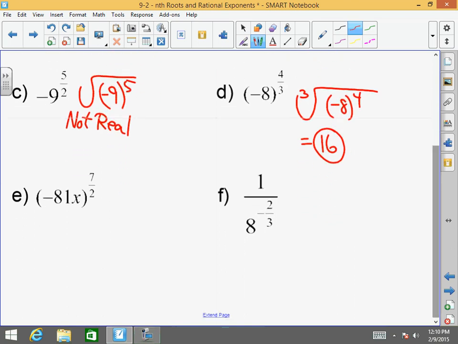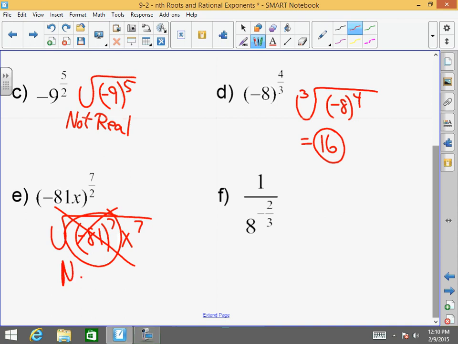Negative 81x to the 7 halves. This is the square root of negative 81 to the 7th times x to the 7th. But when I multiply negative 81 7 times by itself, it's going to give me a negative, so this is not real.